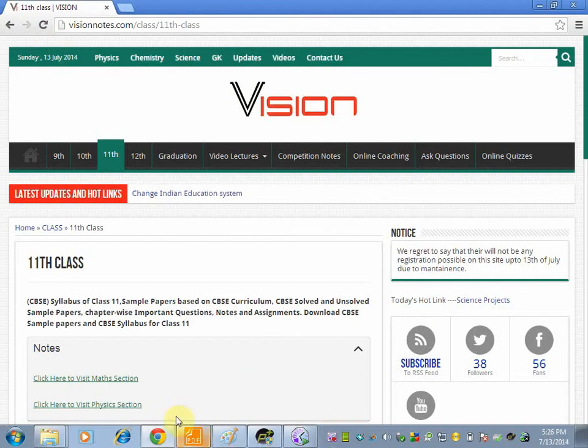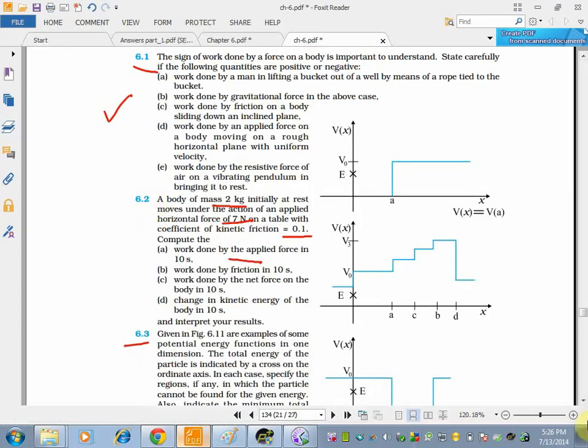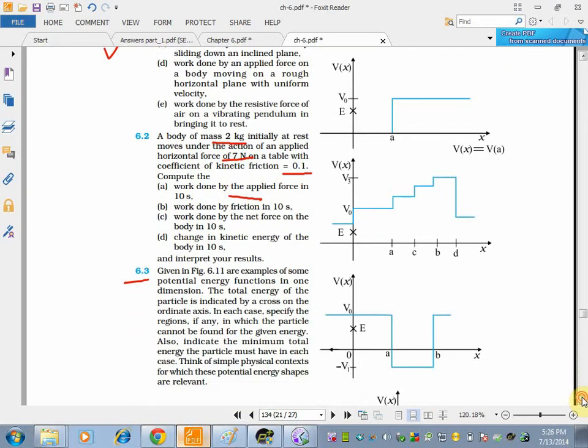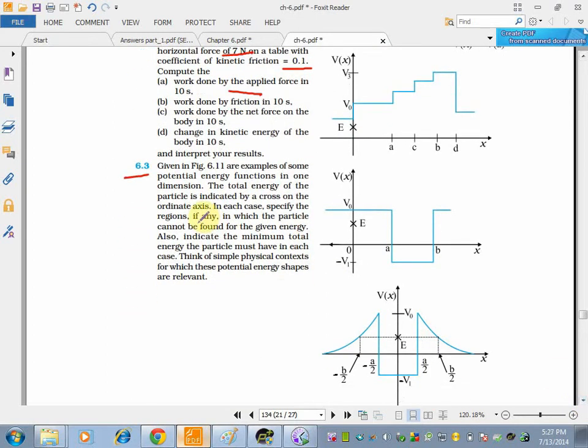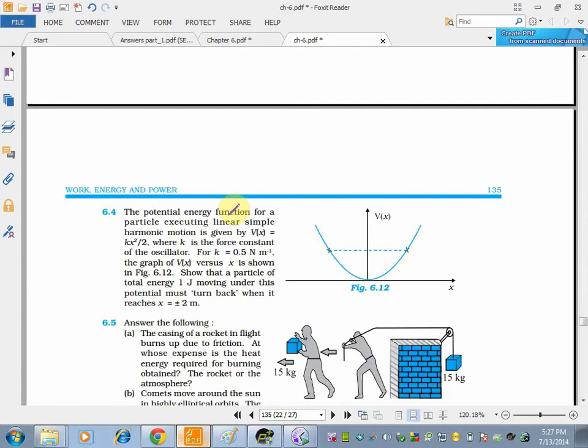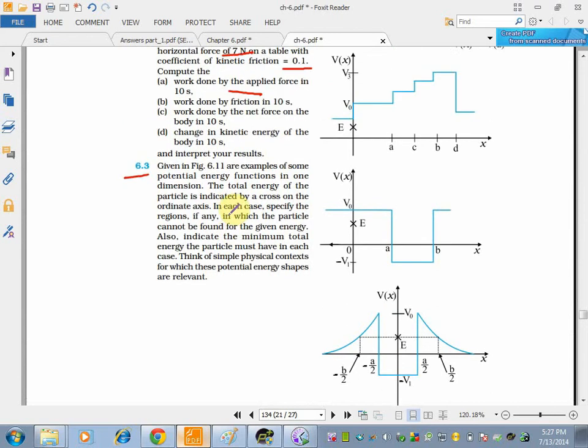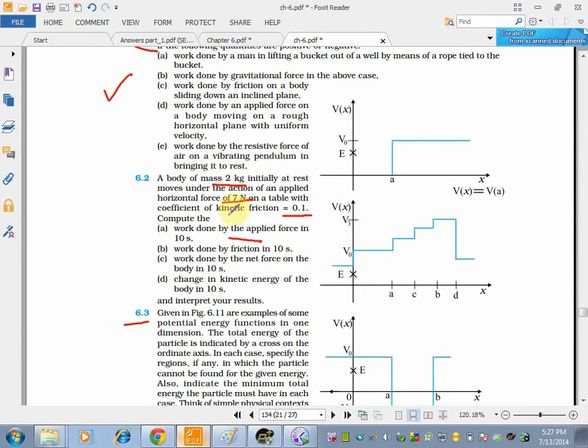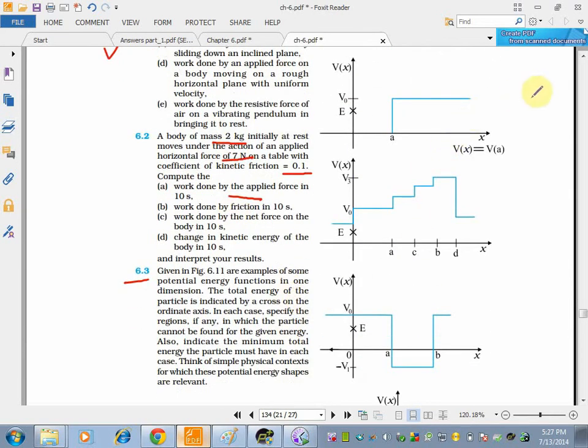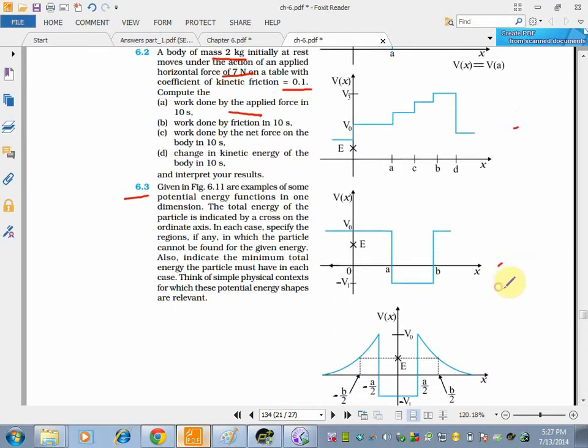Okay, for the moment we are going to do question 6.3. This is the question I'm looking at, from the work energy chapter of 11th class. Given figure 6.11, I have four figures here, 1, 2, 3 and 4. These are the four figures I have to deal with.